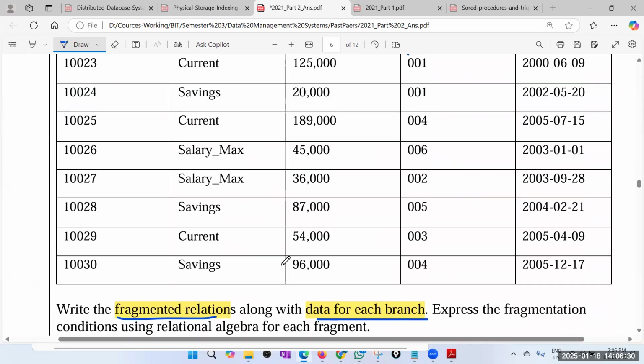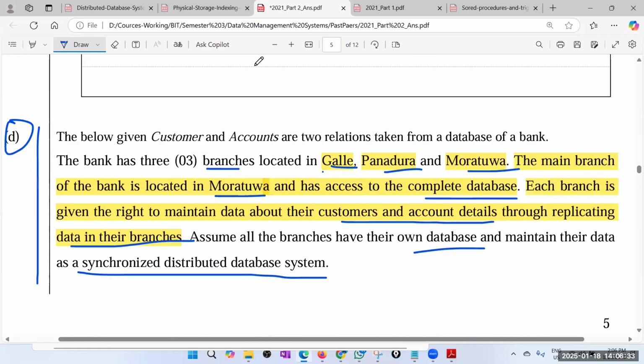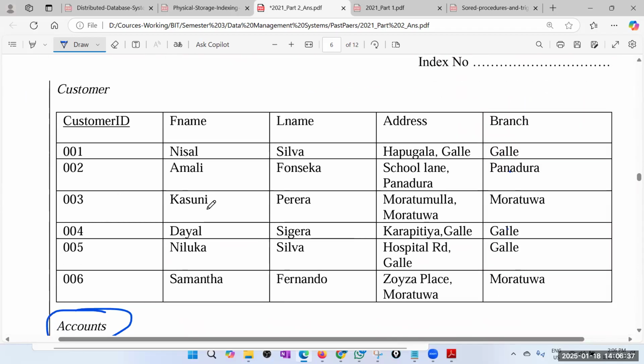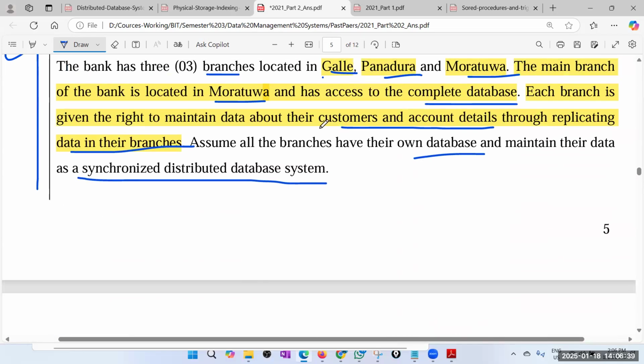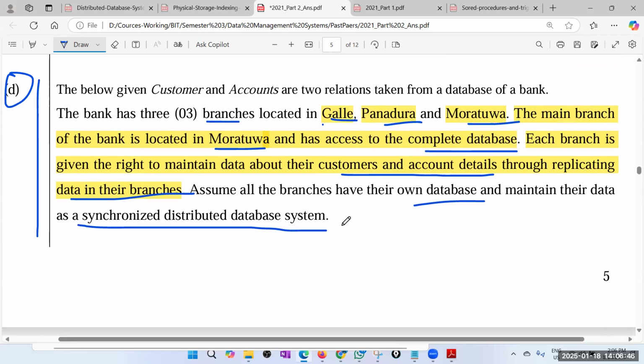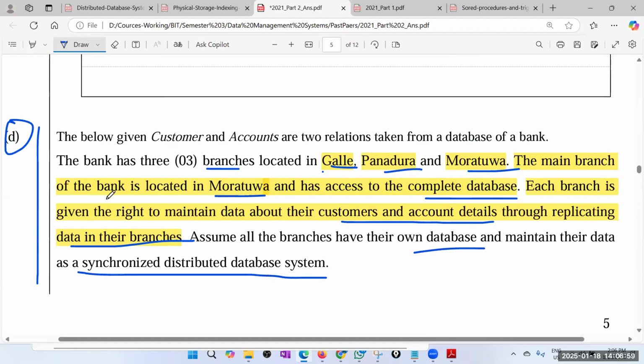The question says write the fragment, so are these three fragments what is expected? Galle, Panadura, Moratuwa, three fragments. Because these are not fragments. Maybe you can write sigma, the relevant required fields from customer where branch is Galle, other one branch is Panadura, other one branch is Moratuwa. Nothing else to do. But Moratuwa should have everything, right? The main branch of the bank is located in Moratuwa and has access to the complete database.